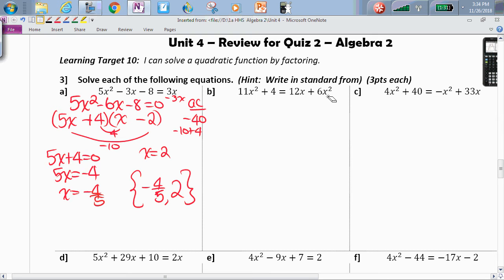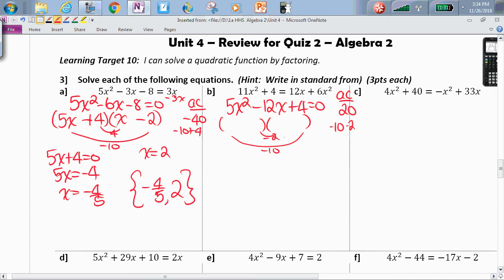Next one, let's move this 6x squared over. We're going to subtract, so we get 5x squared minus 12x plus 4 equals 0. So our AC is 20. And that would be 10 and 2, both negative, to make positive 20 and the negative 12. So right, you put parenthesis. I'm going to make this one become negative 10 and this become negative 2.